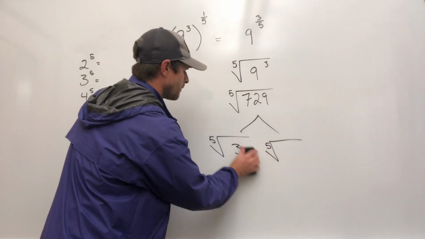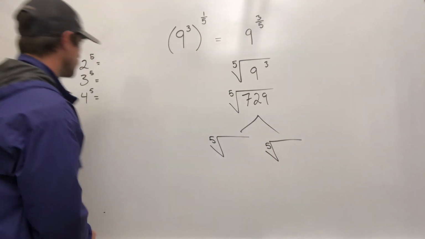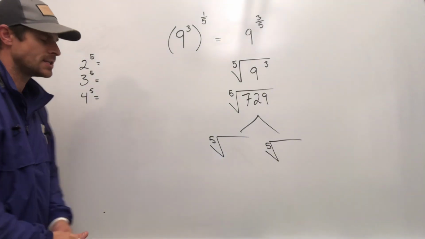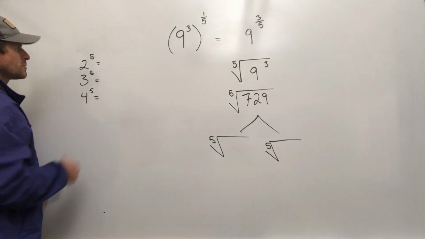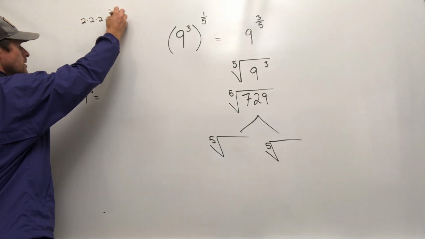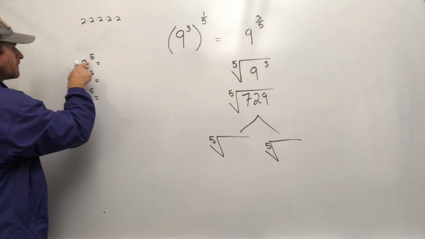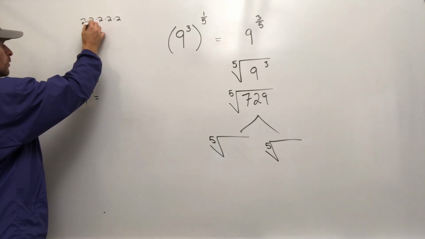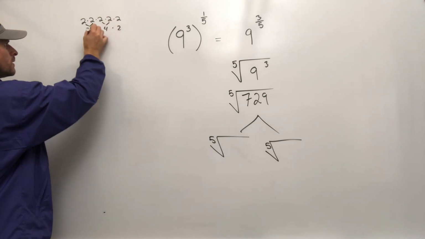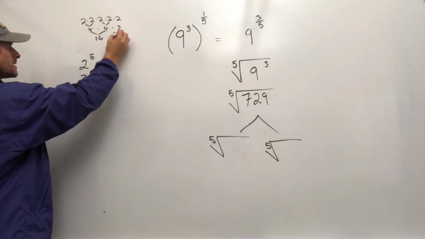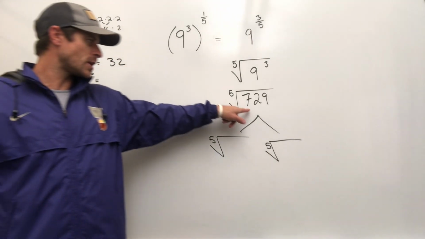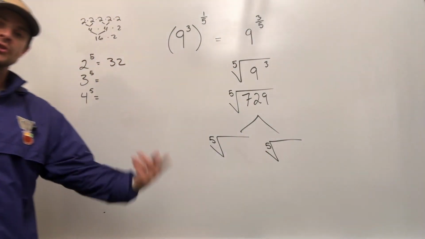So what are our perfect fifth roots? Well, we can figure the 3 of them out right here. That probably are only 3 that we're going to need to check. 2 to the 5th power just means 2 times 2 times 2 times 2 times 2. 1, 2, 3, 4, 5 times. 2 times 2 is 4. 2 times 2 is 4. Times 2. 4 times 4 is 16. 16 times 2 is 32. So the first number I'm going to try and divide 729 by would be 32.